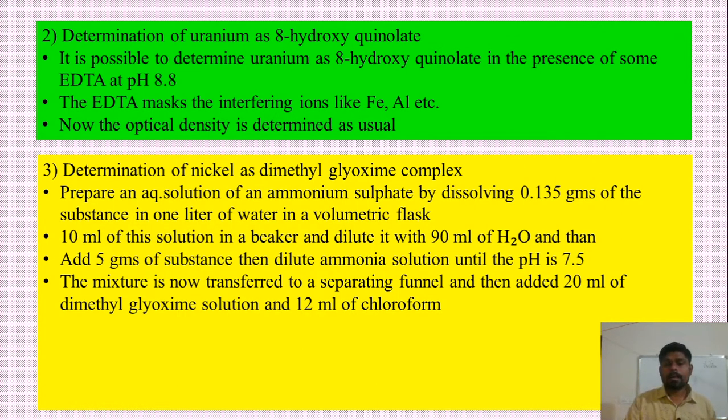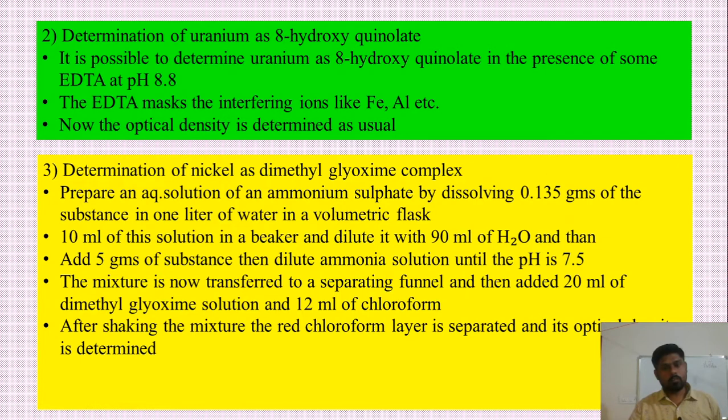Now the mixture is transferred to a separating funnel, and then add 20 ml of DMG, dimethyl glyoxime, and 12 ml of chloroform. When you follow these steps, after shaking the mixture, a red chloroform layer is separated. The red color is because of the formation of a complex between nickel and DMG. Nickel DMG complex has a red color, and for that reason the chloroform layer is red.